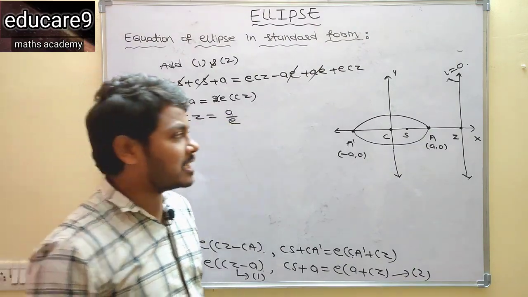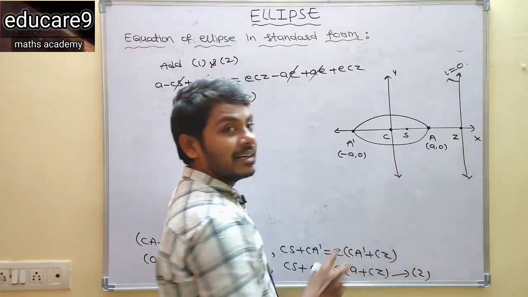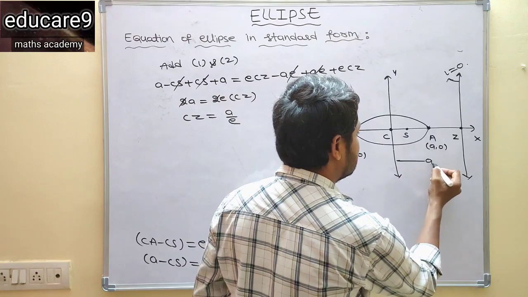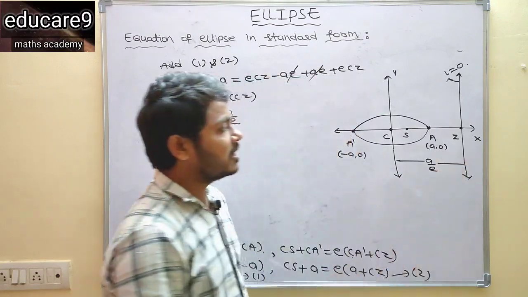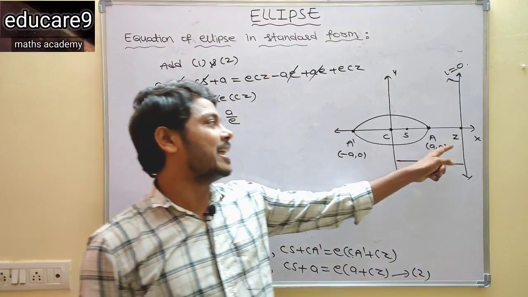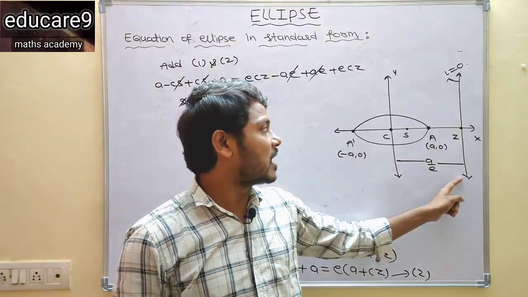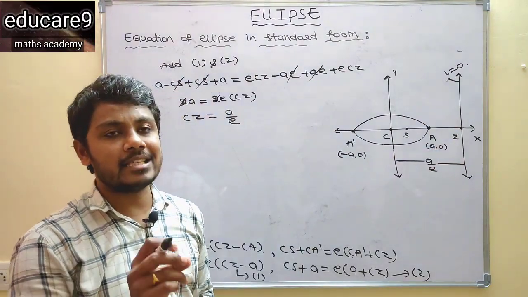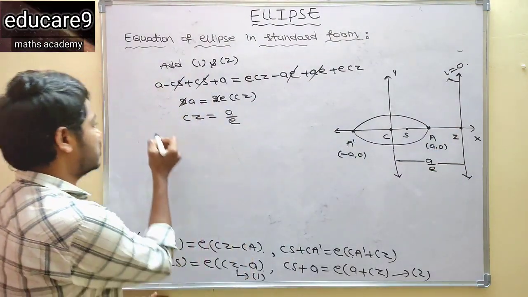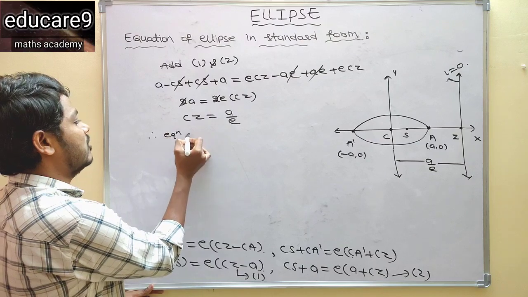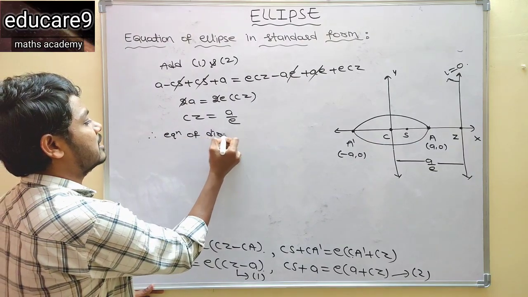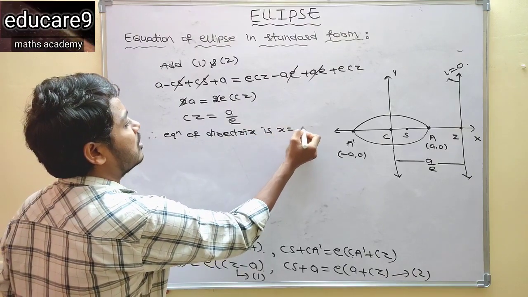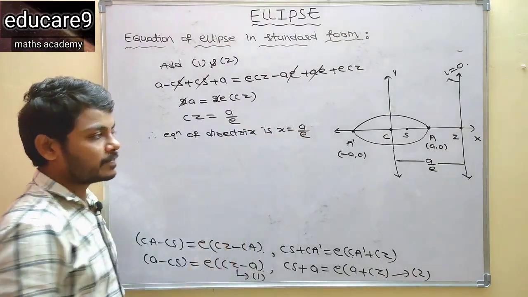Therefore clearly the distance from the center to the directrix is a by e. Therefore the equation of the directrix is what? It is parallel to the y-axis. Therefore the equation of the directrix is x is equal to a by e.